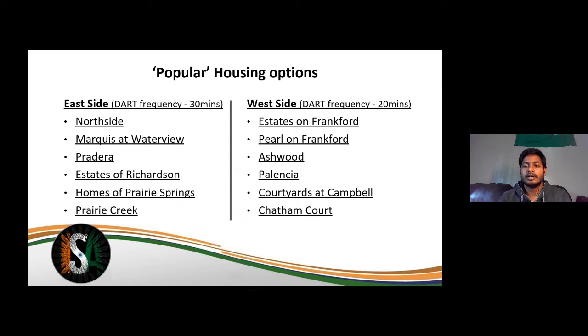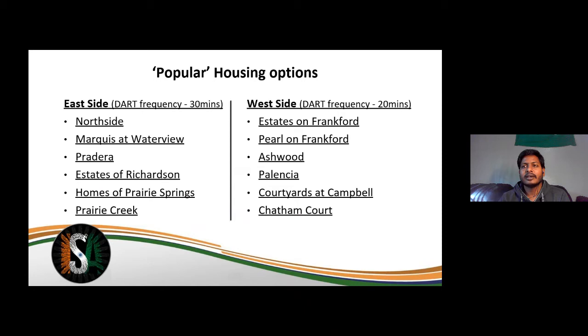I am just monitoring all the WhatsApp groups that most of you have already joined, and I'm seeing most of the students are looking for roommates. So there are some popular housing options. There are two sides of the university, east side and west side. East side DART frequency is 30 minutes. For every community nearby the university, there will be a DART facility from the university, and you will get a bus every 30 minutes on the east side. There are some communities there like Northside, Marquis at Waterview, Padera, Estates of Richardson, and Homes of Perrier Springs and Perrier Creek as well.